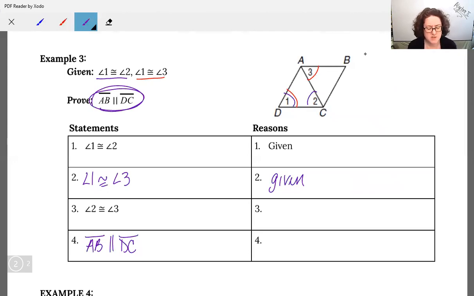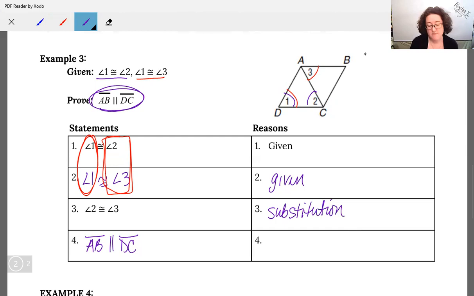Wait a second, could we do any kind of rearranging with these expressions? If angle 1 is showing up twice here, and it has to be congruent to itself, then what about angle 2 and angle 3? If angle 1 matches up on one side of the equation, angle 2 and angle 3 should match up on the other, and we could basically just rewrite our expression. Wait a second, rewrite? What's our reason? Anytime we can say rewriting our order, it's substitution. And so now we have in our proof, step 3, angle 2 and angle 3 are congruent to each other.